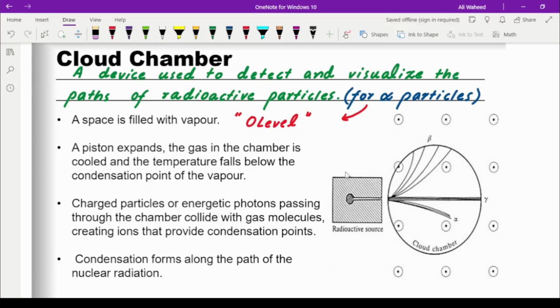If it contracts, then the pressure would increase. But otherwise, in this case, the pressure would decrease. And hence the temperature of the vapor, of the gas, would also drop. And it would fall below the condensation point, by which the gas particles or the gas molecules would be condensed.